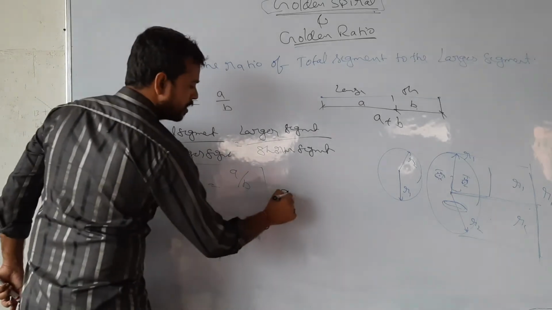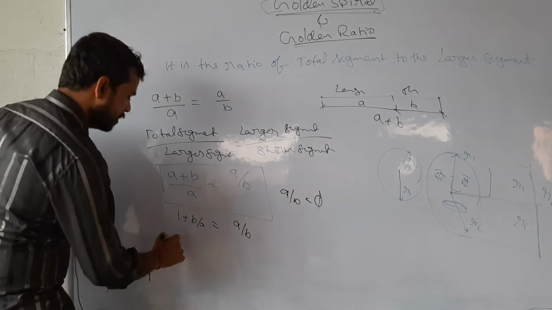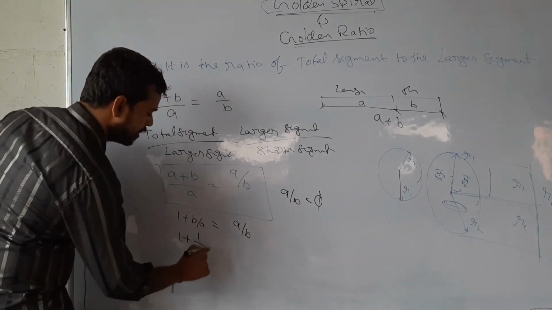I am assuming A by B is equal to 5. So 1 plus 1 by 5 is equal to 5.